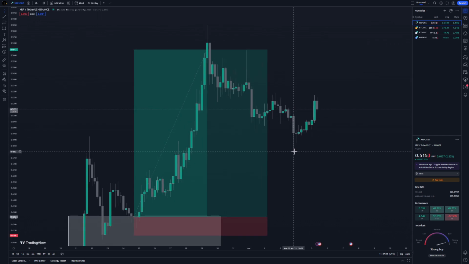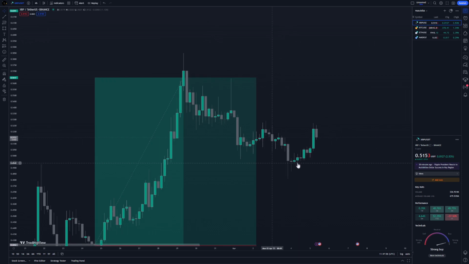Of course, I showed you guys 2 examples. This is the 4-hour time frame. It's gonna be kind of hard to find setups like this, but it's a really high win rate strategy, honestly, in my opinion.